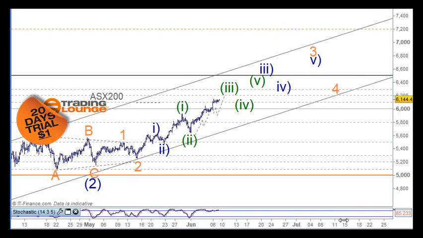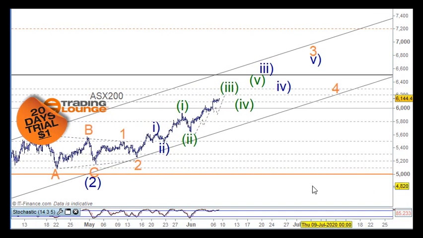Let's go to the next biggest picture. Let's have a look at the big picture today. So what I'm saying here is that we're getting a very powerful third of the third here. So this is a bullish structure that's going to continue. So this means that we can start to look to buy the banks off the lows. And we'll have a look at that today as well.